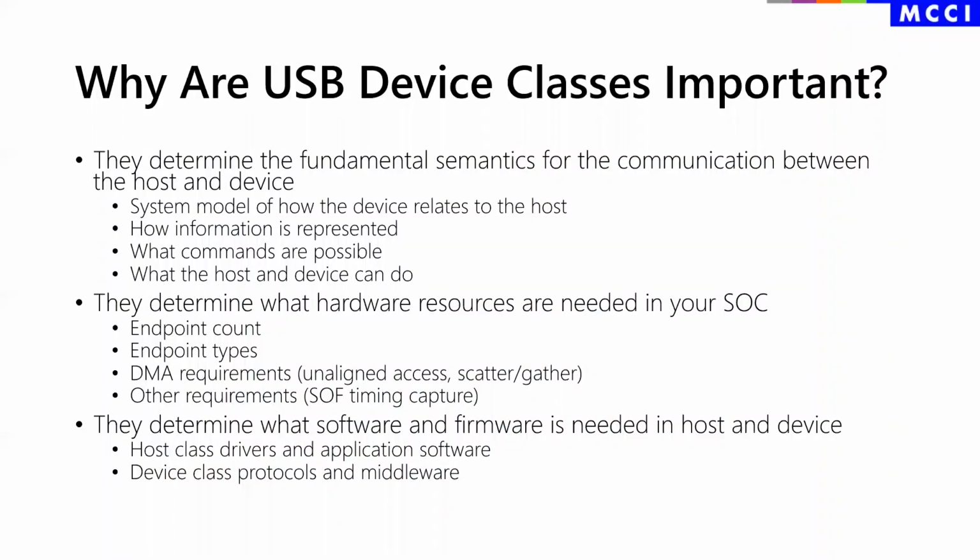Device classes are the glue that hold USB systems together. They take basic commands from Chapter 9 of the USB core specification and add meaning, semantics, appropriate to the kind of device you're controlling. Meaning what? Here are some examples. For a USB mouse, the device class specification says that moving the mouse results in a specific kind of message indicating how much the mouse was moved. Clicking a button sends a different message, one message for button down, one for button up.